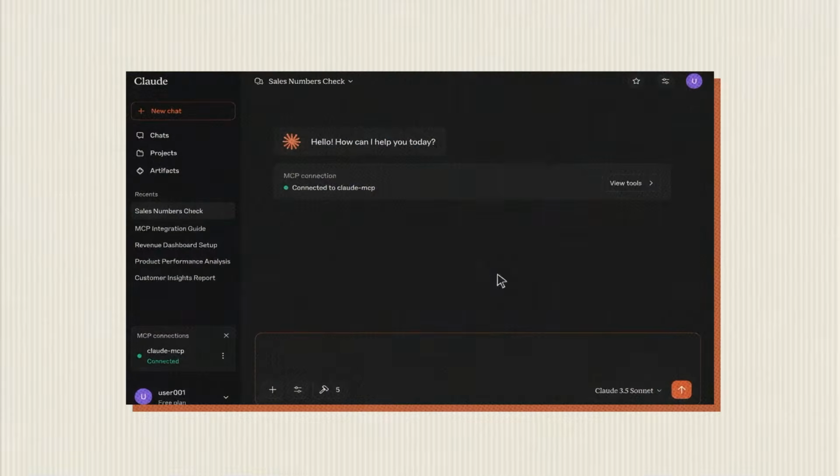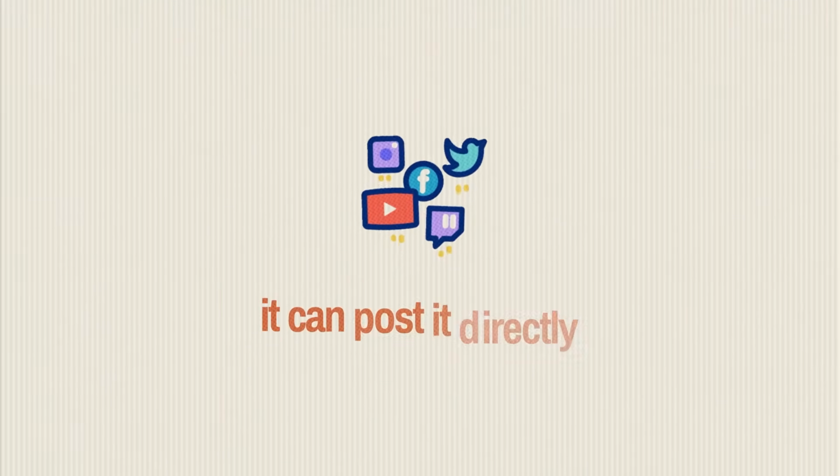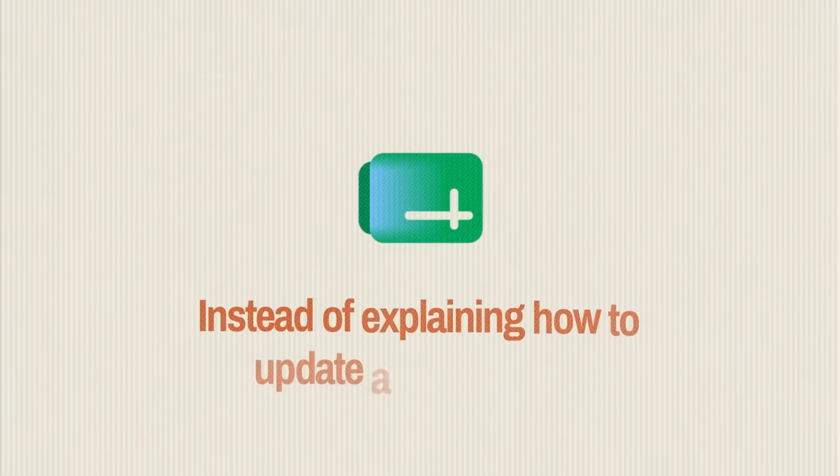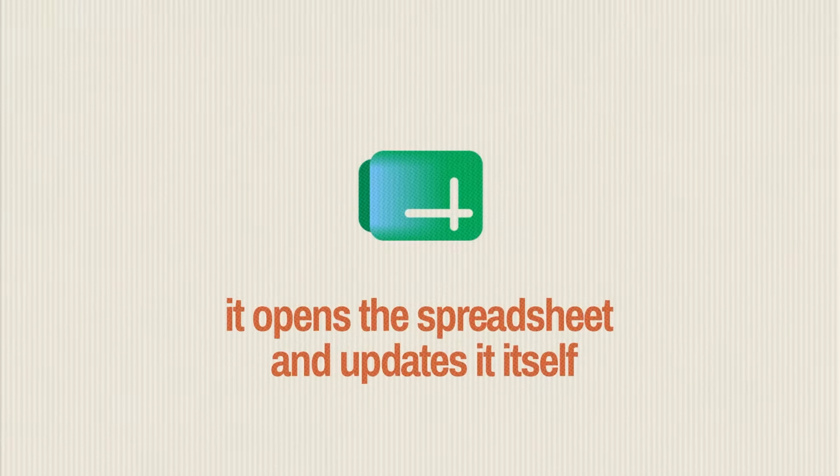Think of it like a universal plug, the same way a USB port lets any device connect to your laptop. MCP lets Claude plug directly into your other tools and actually take action inside them. So instead of Claude just saying, here's how to check your sales numbers, once it's connected through MCP, it can go into Stripe itself, pull your actual sales numbers, and bring them back to you. Instead of telling you what to post on social media, it can post it directly. Instead of explaining how to update a spreadsheet, it opens the spreadsheet and updates it itself.